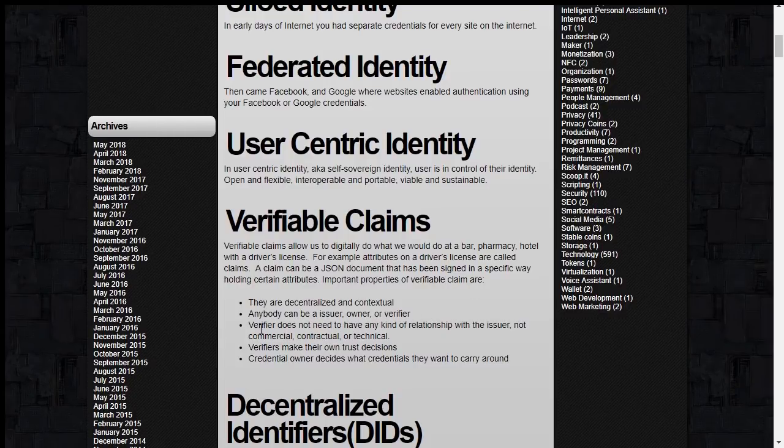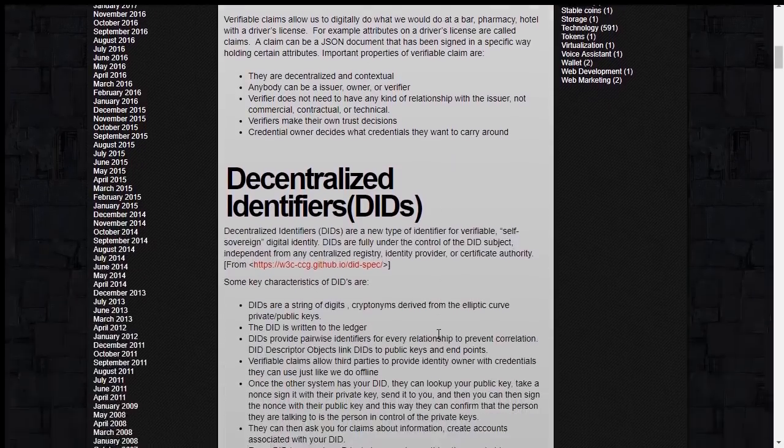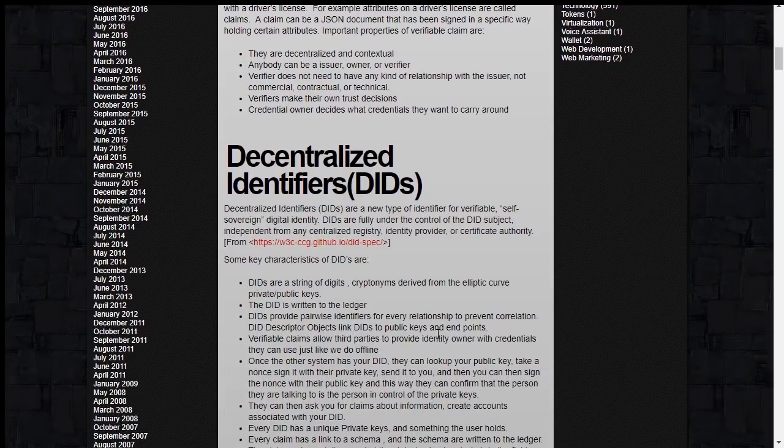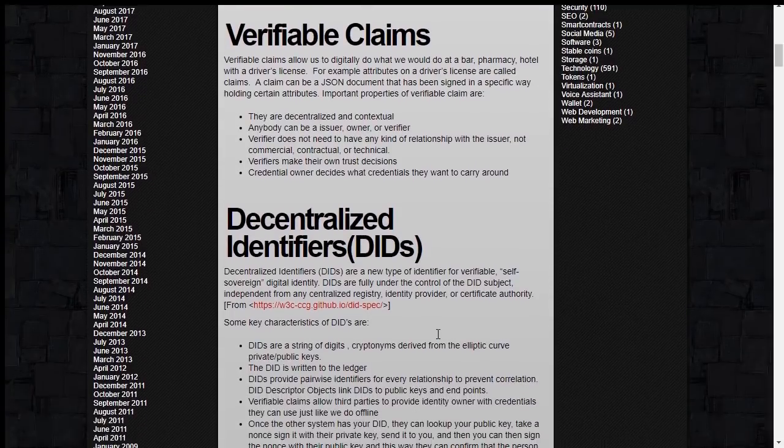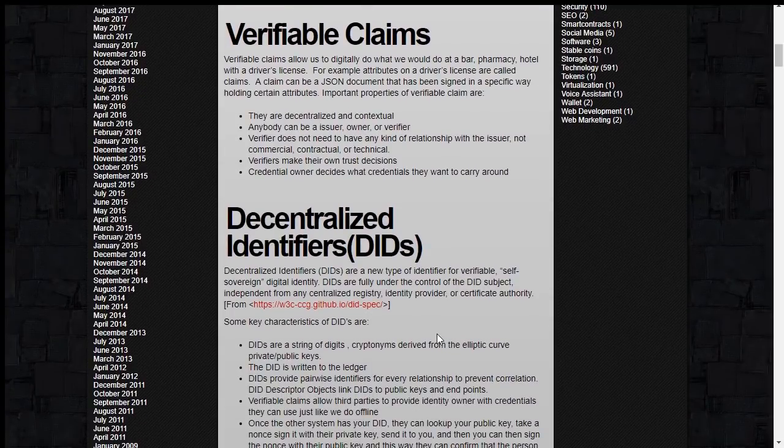And the other piece about verifiable claims is that verifier does not need to have any kind of relationship with the issuer, not commercial, contractual, or technical. So how are verifiable claims implemented? So decentralized IDs are the new type of identifier for verifiable claims.